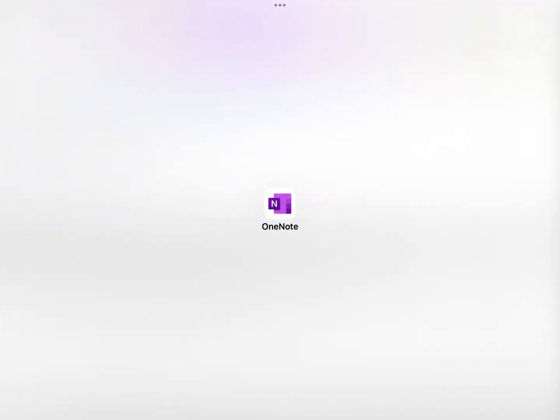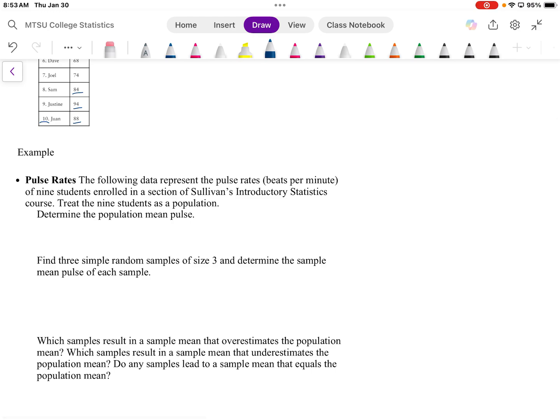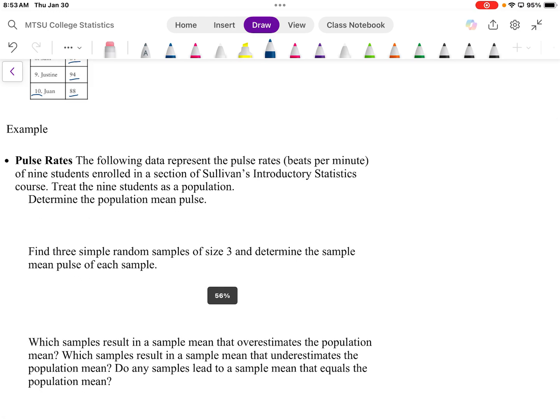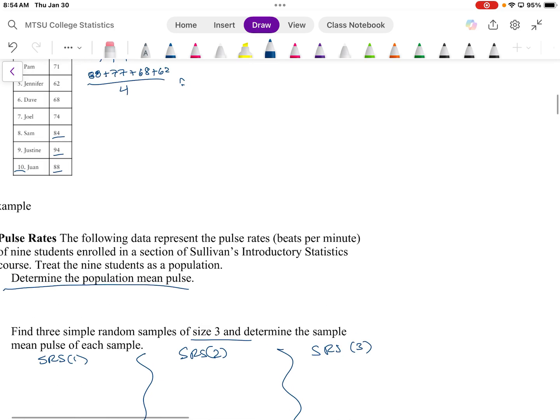All right, let's go back over here. All right, the following data represents the pulse rates in beats per minute of 9 students enrolled in a section of Mr. Sullivan's introductory statistics course. Treat the 9 students as the population. They asked us to figure out, okay, what is the population mean pulse? Find 3 simple random samples of size 3. So you're doing it 3 times. SRS 1, SRS 2, SRS 3. And then they asked us some questions there.